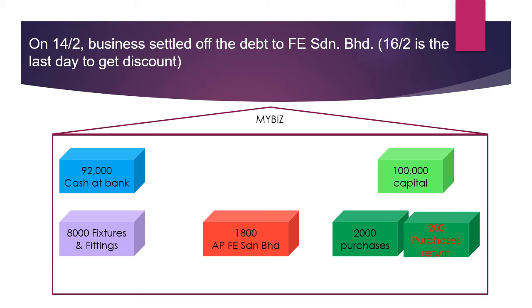So 90 ringgit is actually the discount, because the agreement said that 16 February is the last day that you are eligible to get the discount. However, the business already settled the debt on the 14th, so before the due date. So the business is entitled to a 5% discount, a 90 ringgit discount from FE Berhad.